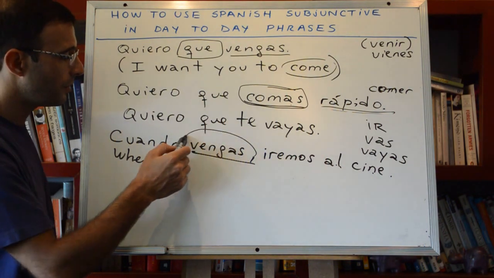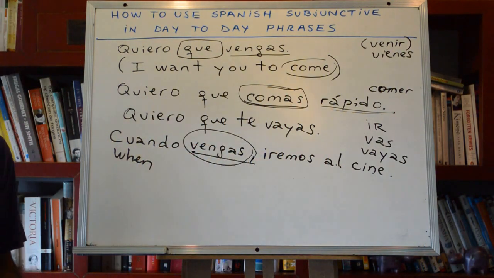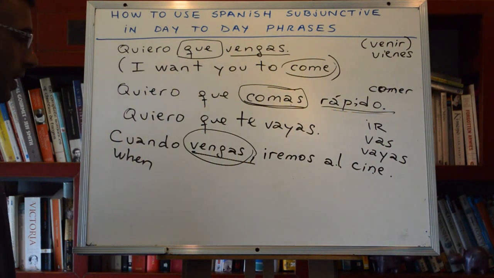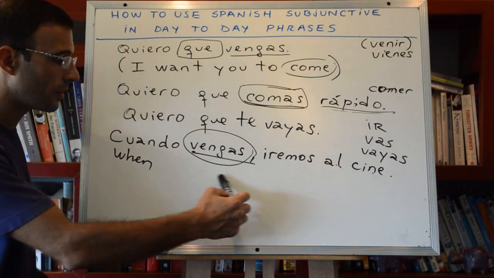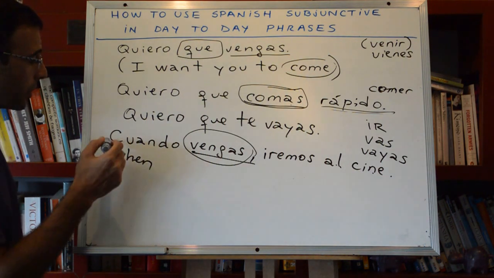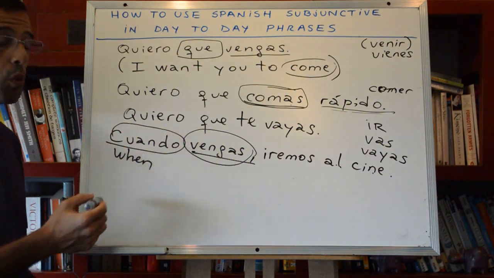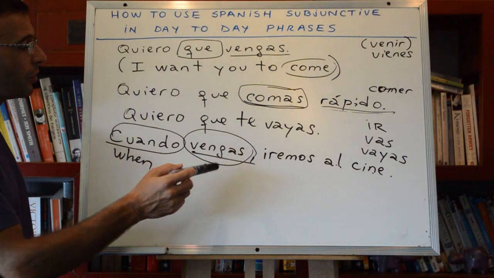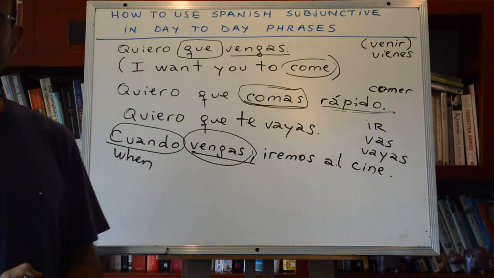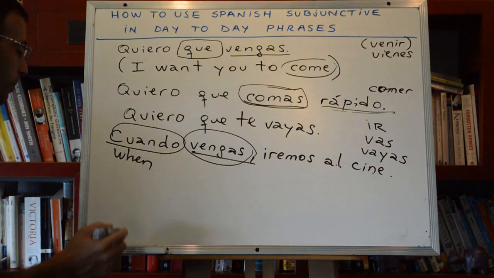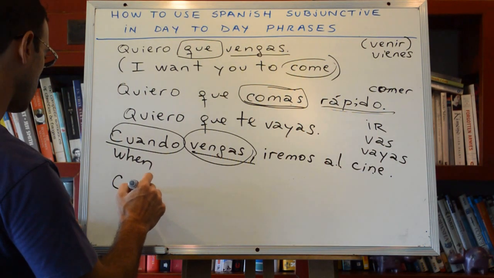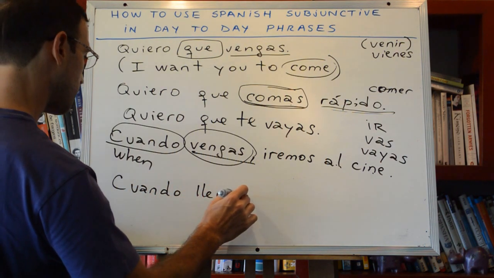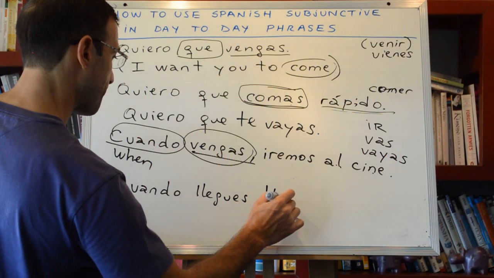Vengas is present tense of the subjunctive mood, right? So whatever we write, the verb we use following the word cuando, the word when, right? There we use the subjunctive mood. Another example. Cuando llegues, llámame.